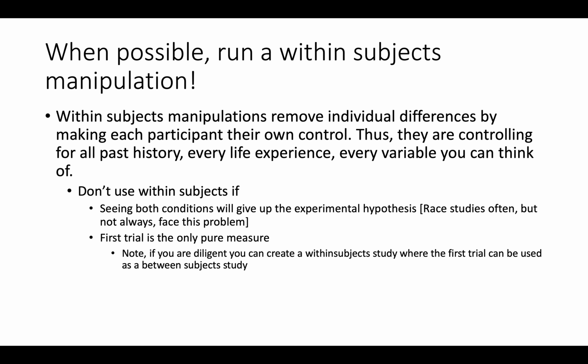You should know the difference between and within subjects manipulations. Between is when you have different people in the different levels of your independent variable. Within is when you have the same person in all levels of your independent variable. Within subjects manipulations are statistically better. They're more likely to find a significant effect. They have more power, more likely to find a significant effect if one exists. So they're beautiful, right?